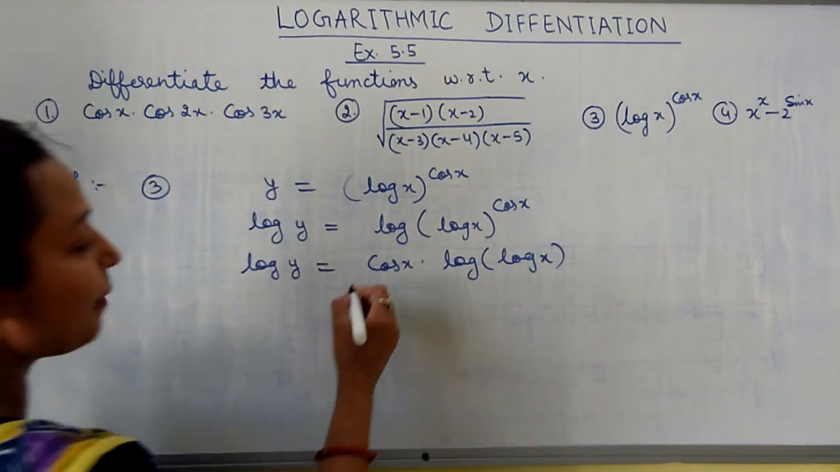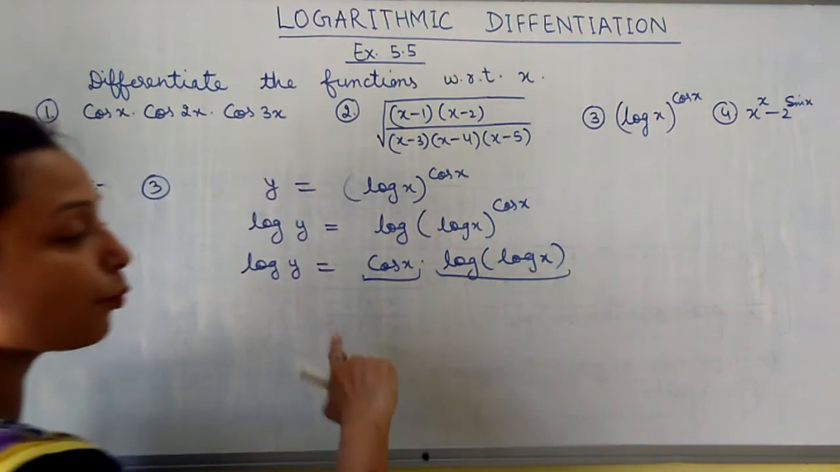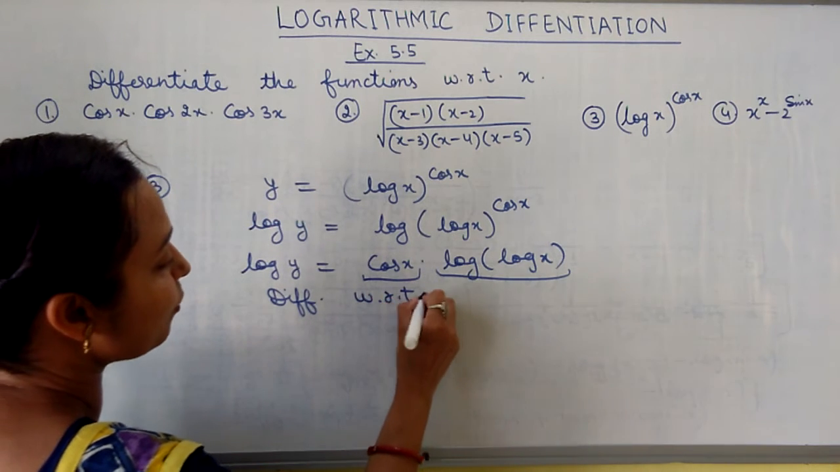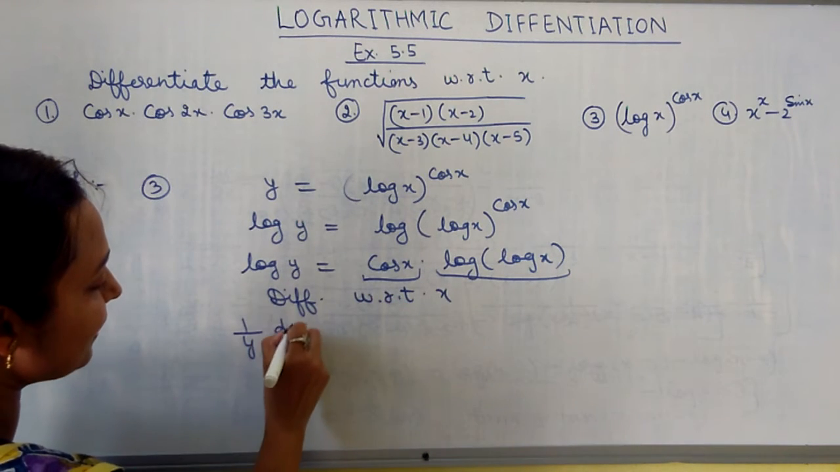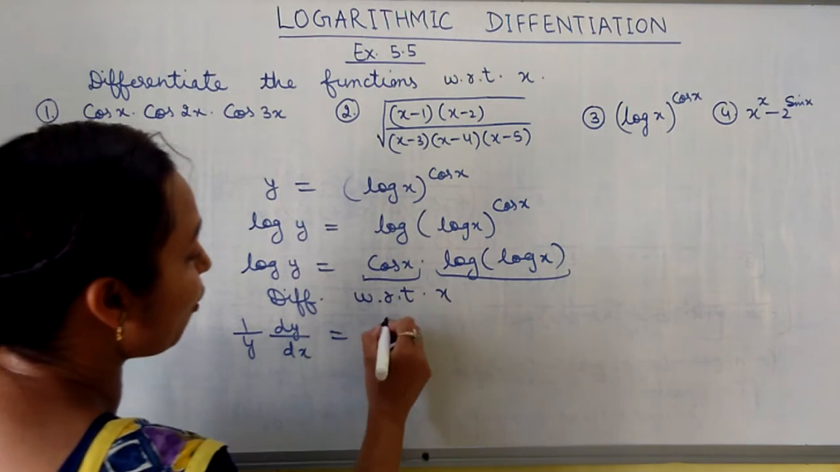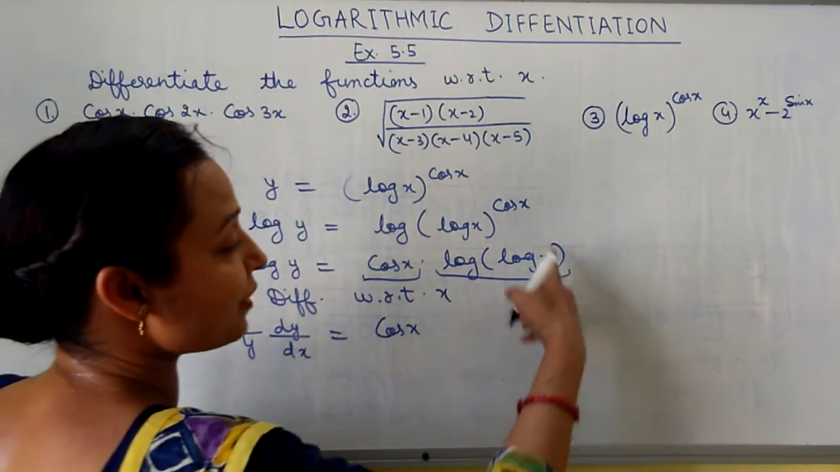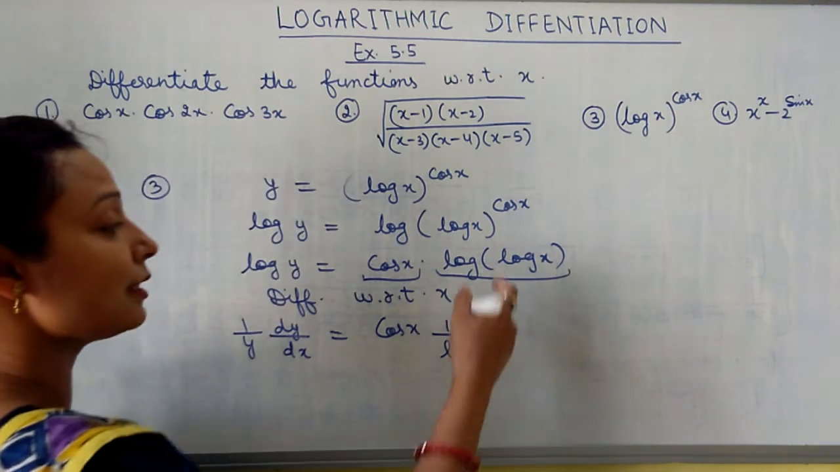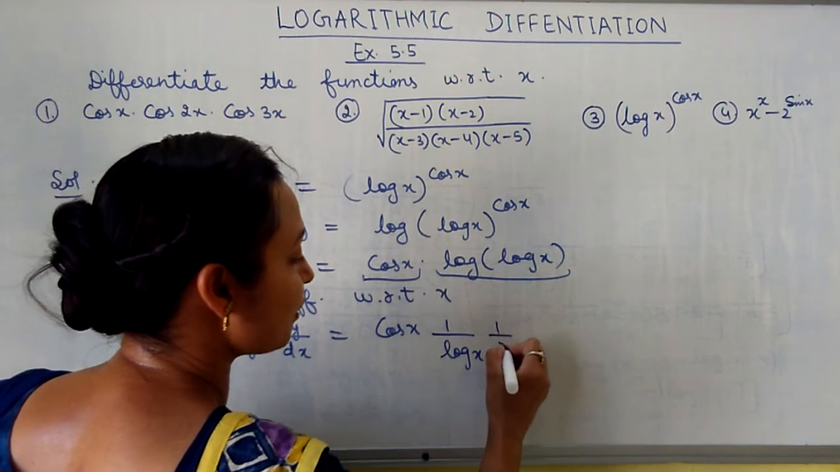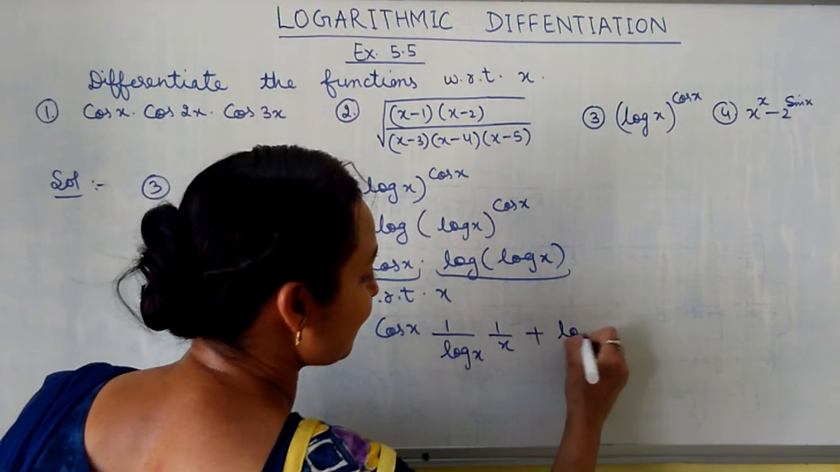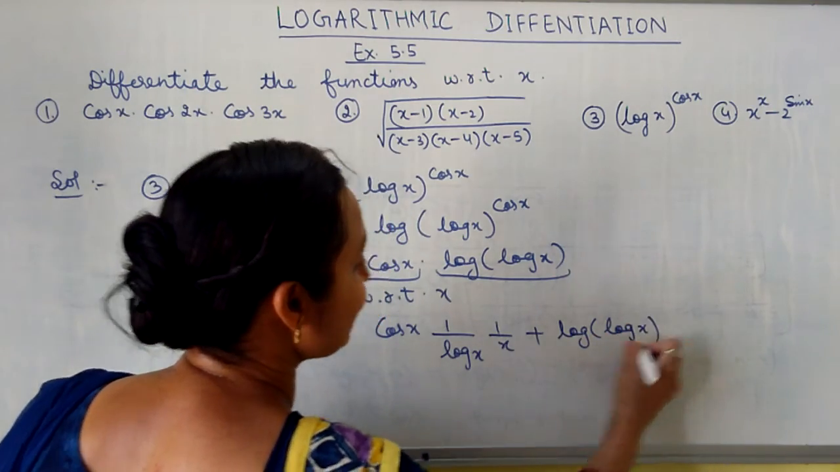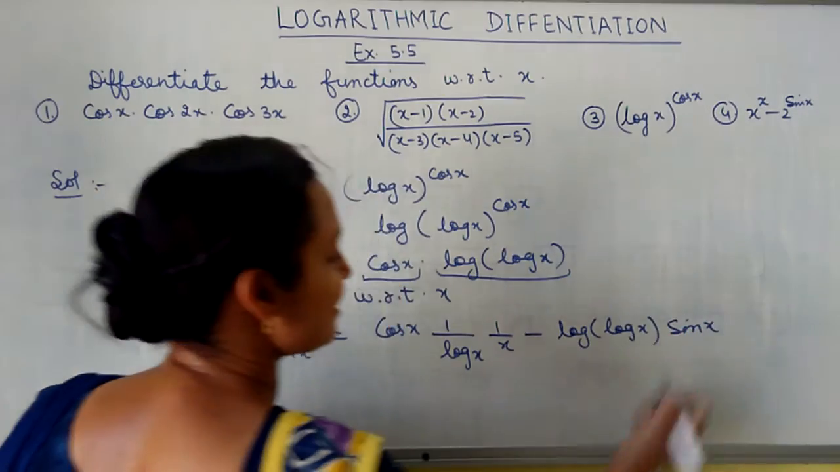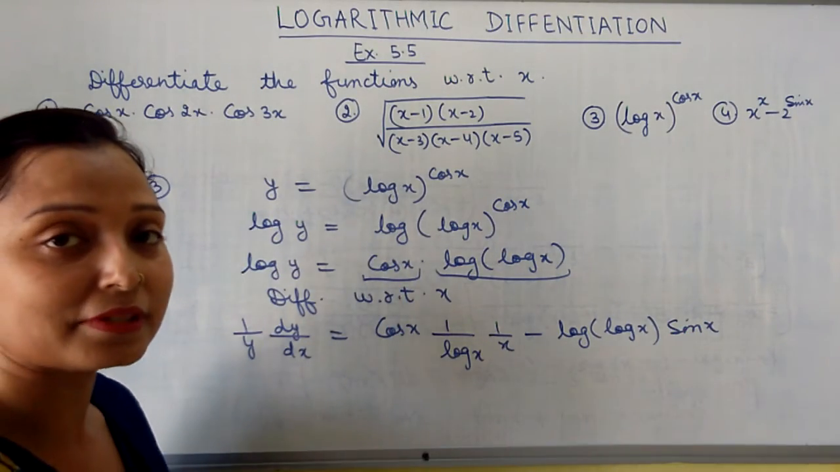How you can solve it? By taking two functions u into v. Differentiate with respect to x. When you differentiate it with respect to x, this will be 1 upon y dy upon dx. It will equal cos x, the differentiation of the first function, that is 1 upon log x, and further the differentiation of the interior function, that is 1 upon x, plus. Now this function remains as it is, and the differentiation of cos is minus sine, so I will write minus sine x times log x. This is simplified and differentiation is over.